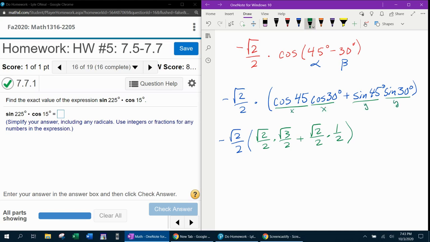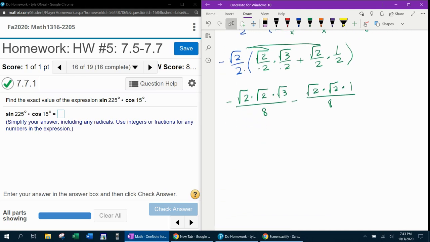Now, next step. I'm going to go ahead and distribute the negative square root of 2 over 2. And that's going to give me negative square root of 2 times square root of 2 times square root of 3 all over 2 times 2 times 2, which is 8, minus square root of 2 times square root of 2 times 1 all over 2 times 2 times 2, again, which is 8.